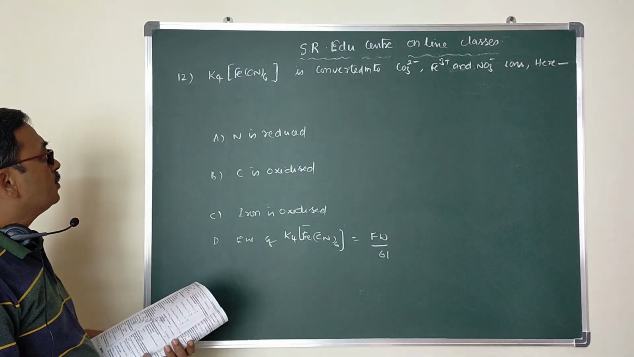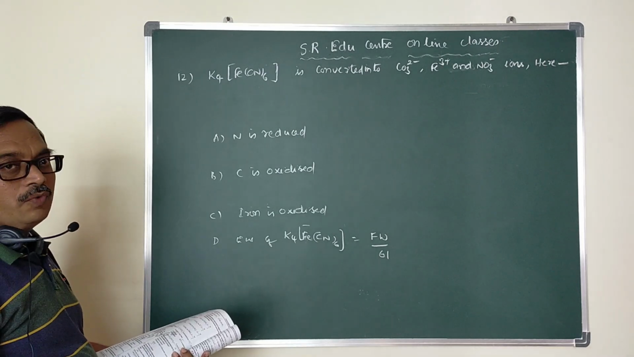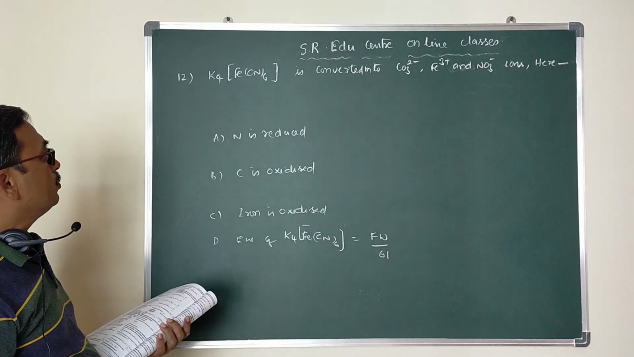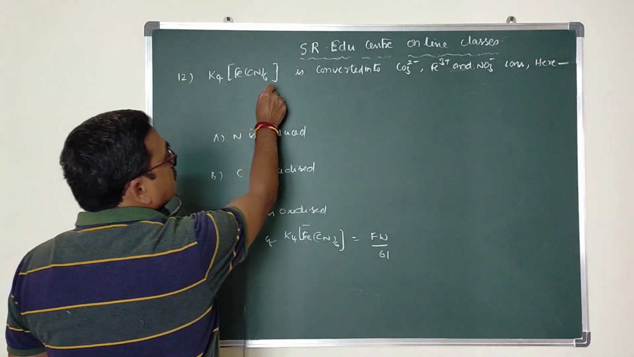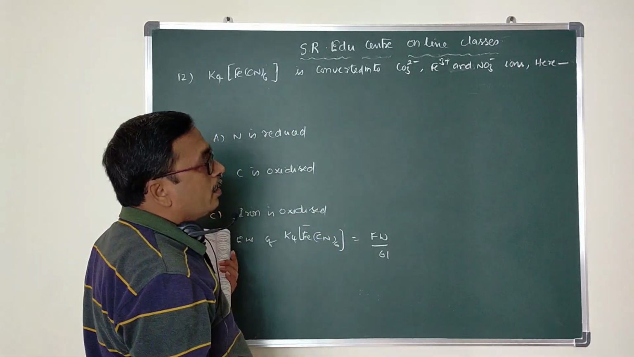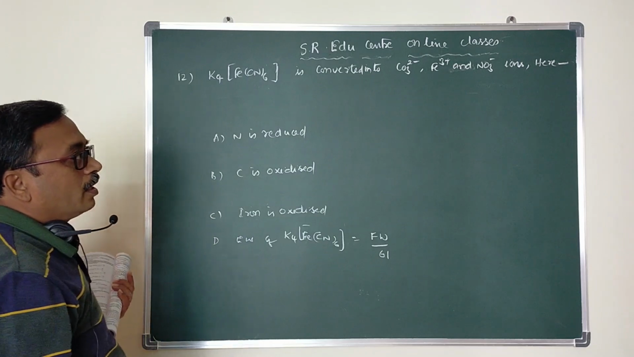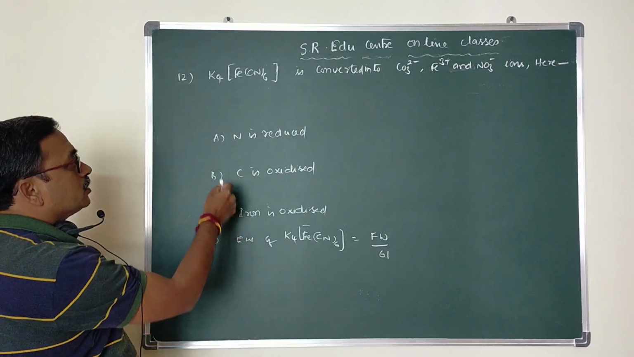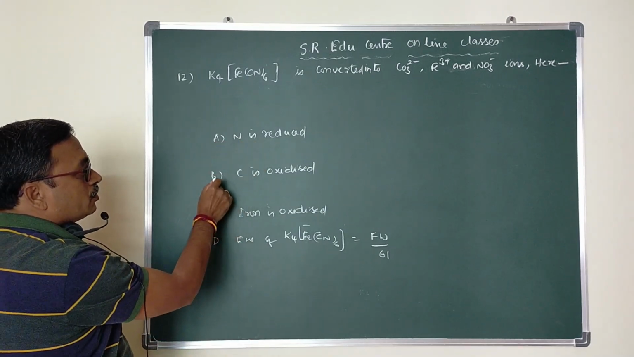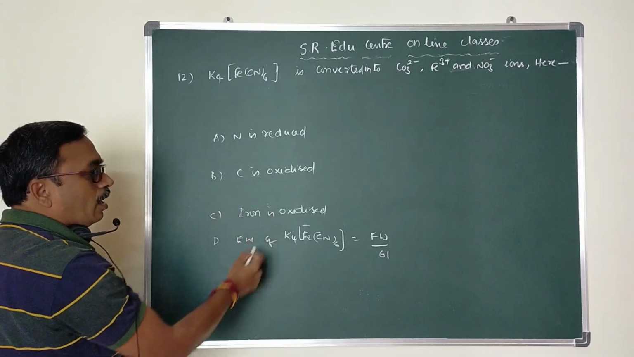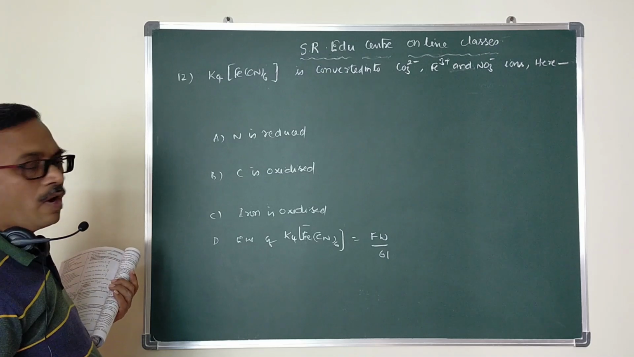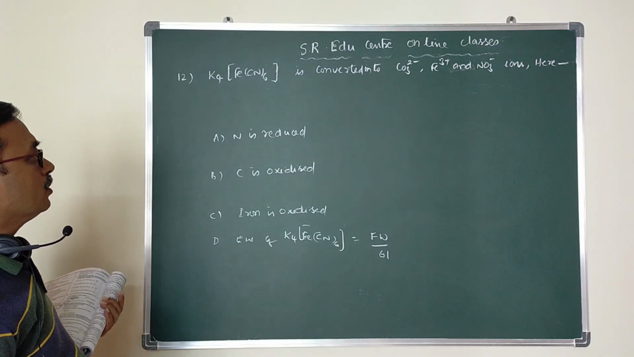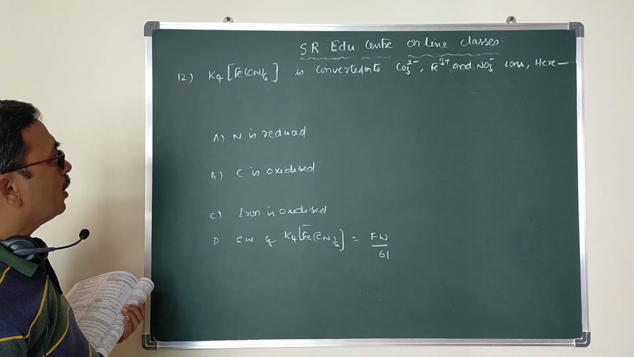See, this is also a more than one correct answer type. This is the 12th question. K4FeCN6 is converted into carbonate ions, ferric ions and nitrate ions. Here the options given are: nitrogen is reduced, carbon is oxidized, iron is oxidized. Equivalent weight of K4FeCN6 is formula weight by 61. So among these we have to find out which one is the correct one.